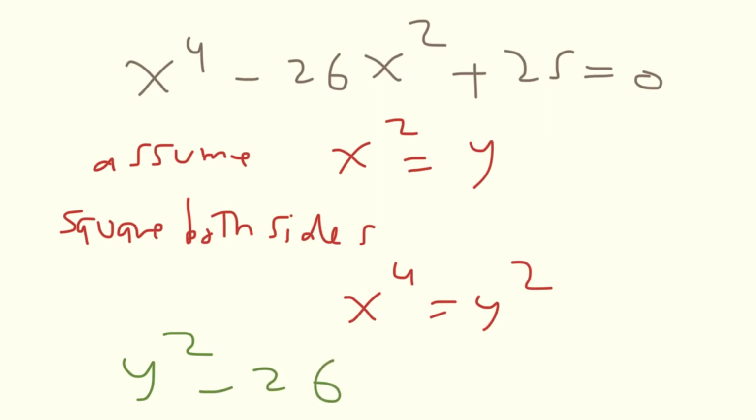And then minus 26. Do you see this x squared? I replace it with y. So this will automatically become y. And then I have 25 still. What is the benefit? I reduce the power. I reduce the power of the problem from power 4 and 2 to power 2 and 1.